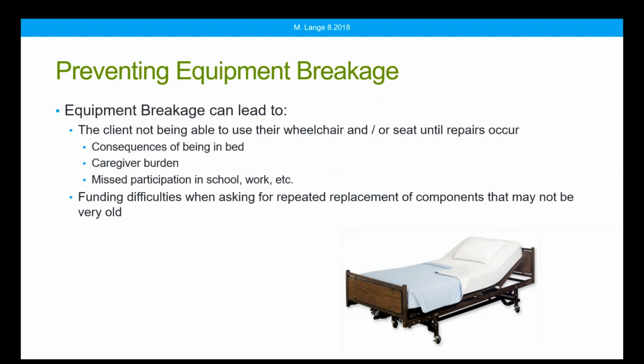There also can be real funding difficulties when we keep asking for repeated replacement of components. I have certainly had funding sources say, wait a minute, we already paid for that head support. And I have to tell them, I know, they broke it again, and we have to replace at least some of the component if that has occurred.